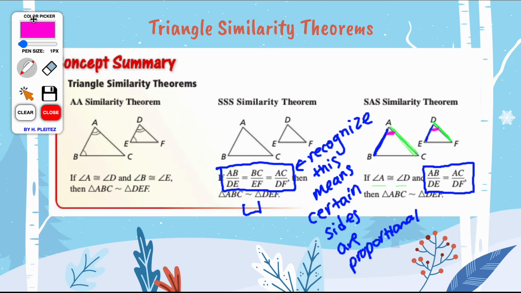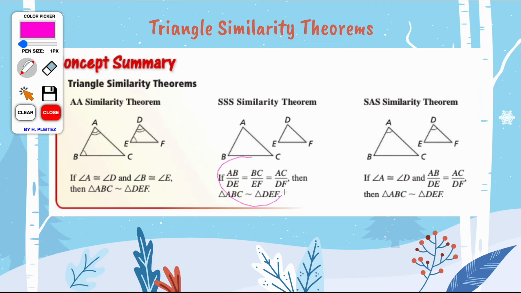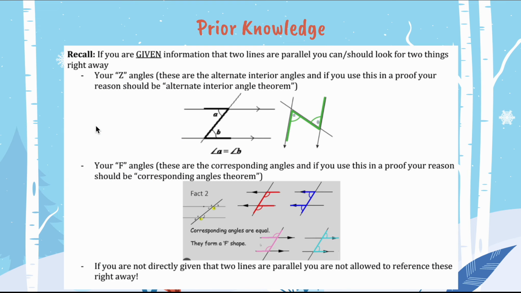So the main idea of this slide is just being able to digest what these proportions are saying, right? And it helps to highlight your sides so that you can see exactly what we have here. Because if we had something like this, let's say we had AB over DE, but then we had AC and EF, those are two very, very different things. So sometimes highlighting will help us here.